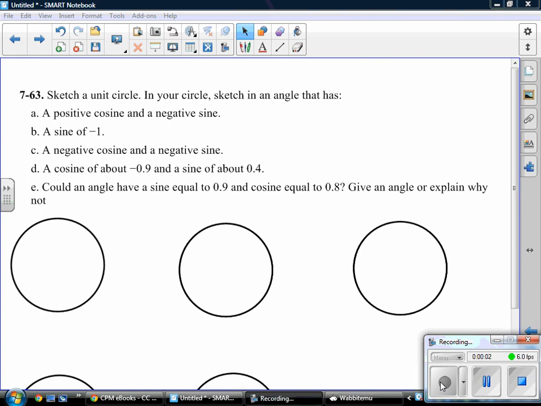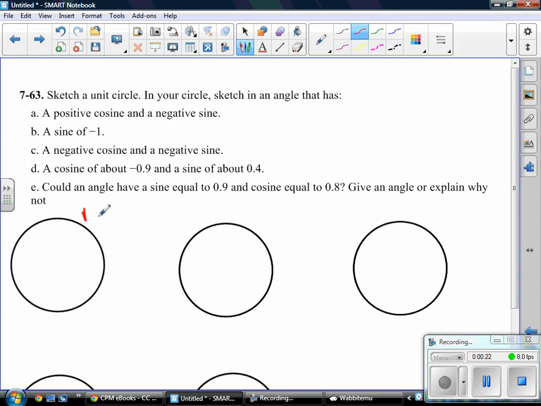This is problem 7-63 from section 7.1.4. Sketch a unit circle. In your circle, sketch in an angle that has all of these different things. We're going to talk about 5 different situations. So I have 5 different circles just so it's easier to look at one circle at a time. So for part A, this will be our circle for A.